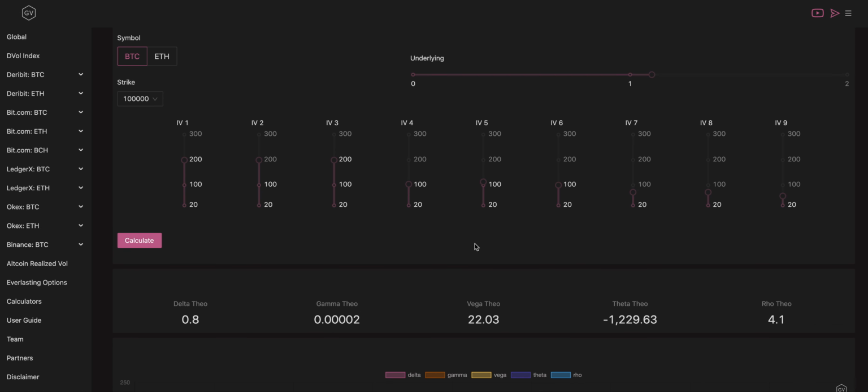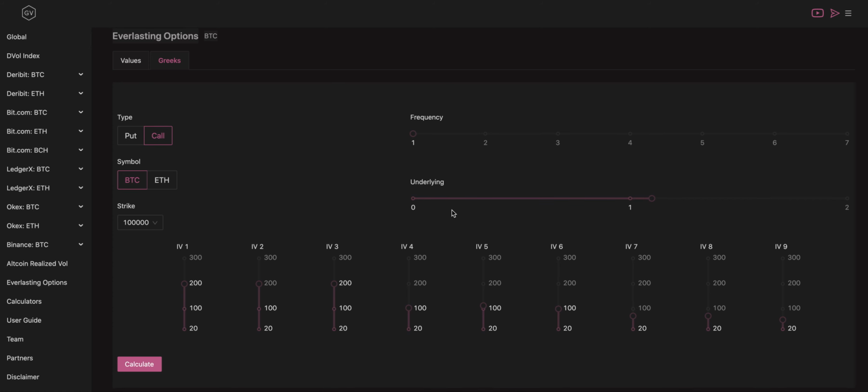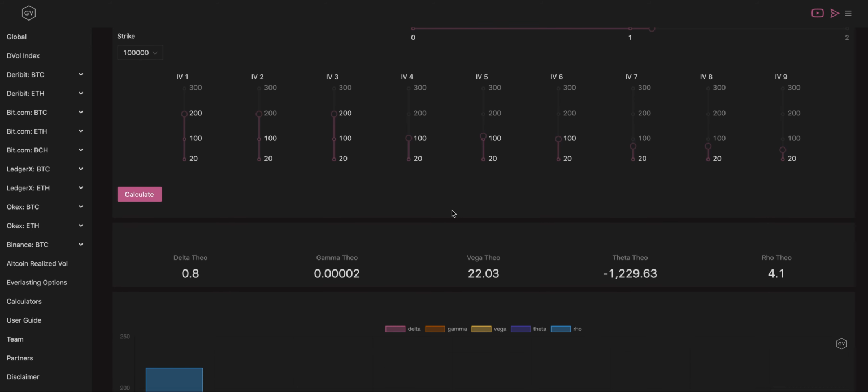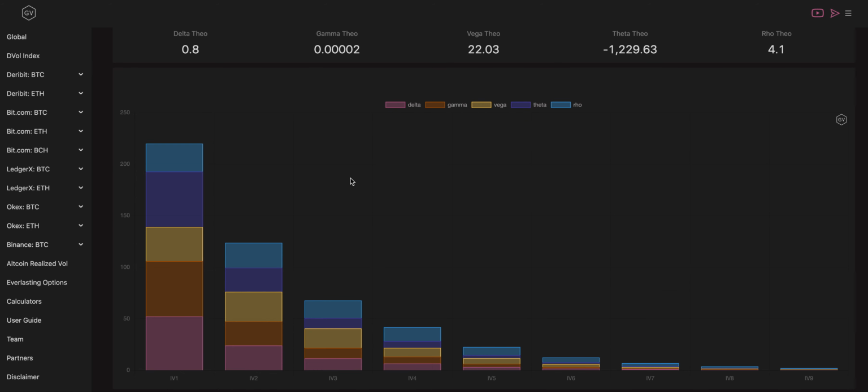So this is the modeling tool to sort of gauge what happens in different volatility environments as the Greeks move around. We find this very useful to help traders and users wrap their heads around the different Greek effects in different volatility environments.